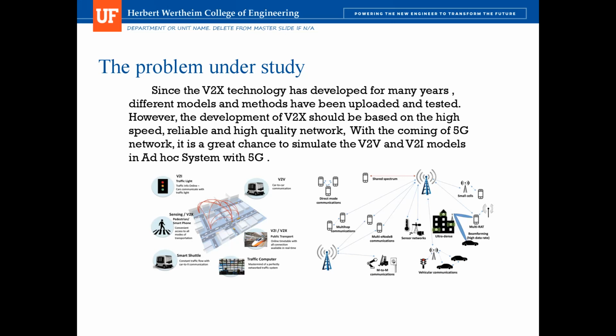Vehicle-to-X, meaning vehicle to vehicles or vehicles to infrastructure technology, has been developed for so many years. Different models and methods have been uploaded and tested. However, the development of V2X models should be based on high-speed, reliable, and high-quality networks and transmission of messages. So with the coming of 5G network, it is a great chance to simulate the V2V and V2I models in ad hoc systems with 5G. Look at the pictures below. These are two models to show the 5G and also the V2X models.